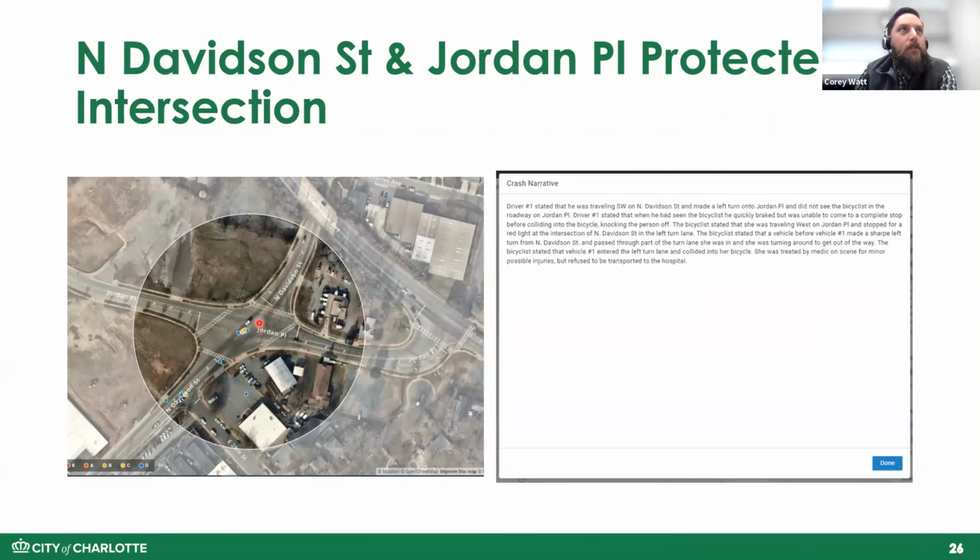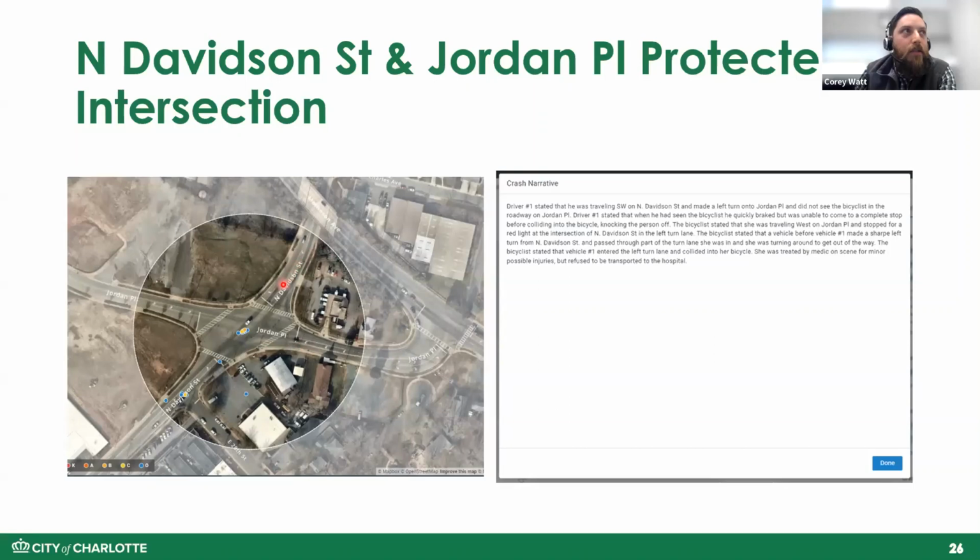But so the driver said they were traveling southwest on North Davidson. They made a left turn onto Jordan Place, and they didn't see a cyclist that was on the roadway in Jordan Place here at this stop bar. So the cyclist essentially was sitting here. They had a red light. They were sitting at the stop bar right here, waiting to continue through the intersection.